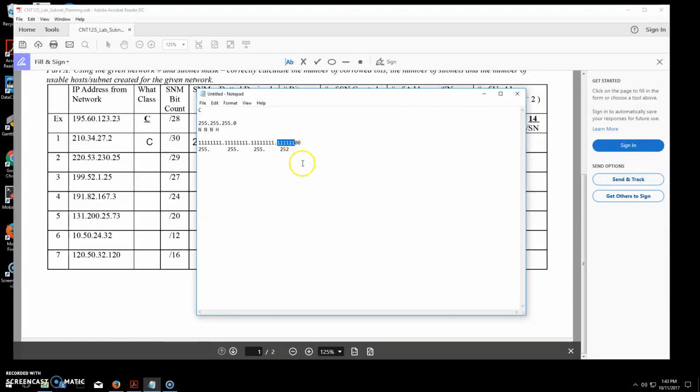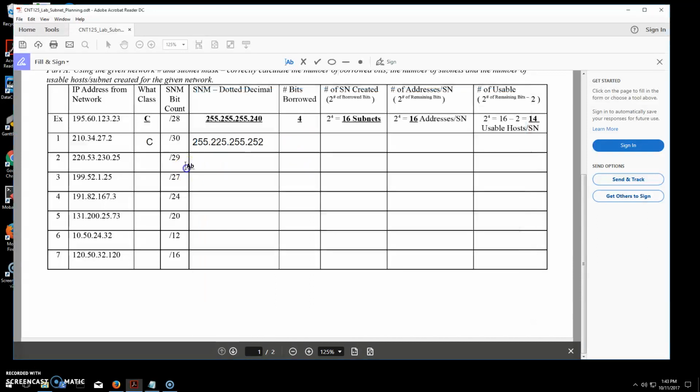So if I look at my borrowed bits now, these are my borrowed bits. We got 6 bits borrowed with 2 bits left. So there's my 6 bits borrowed, and there's going to be 2 bits left. I'll just put that over here to remind me, 2 bits left.